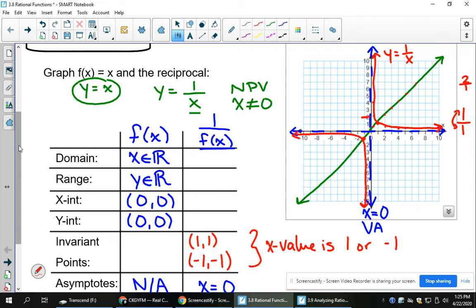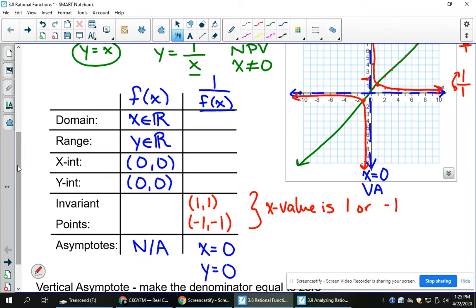All right, so what do we notice about the red graph? Does it ever touch the y-axis? Well, no, the y-axis is an asymptote, and by definition of asymptotes, it cannot touch. So there are no y-intercepts, and for the same reasoning, no x-intercepts.